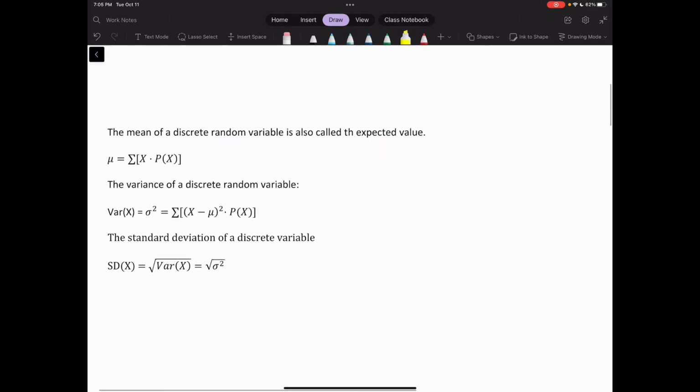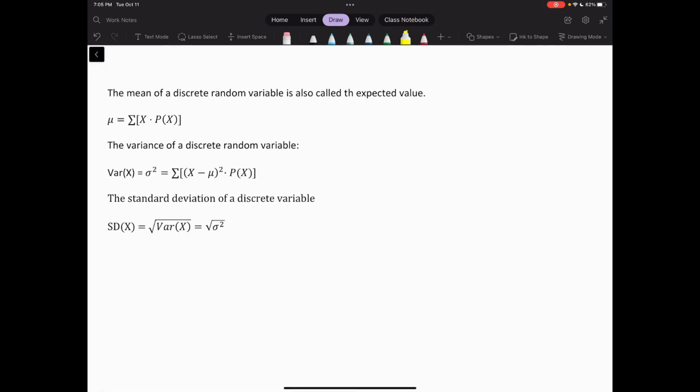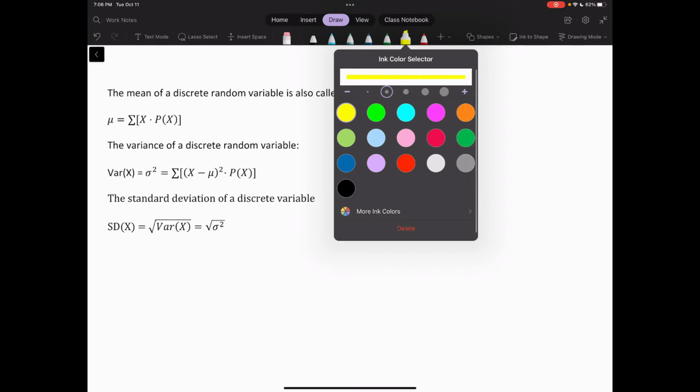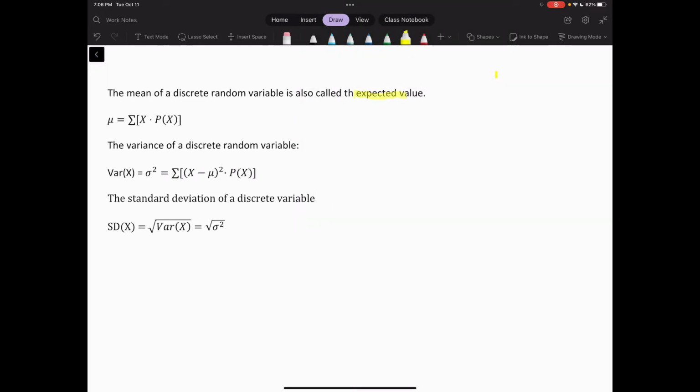Okay, moving along here. We're going to be asked to calculate the mean of a discrete random variable. So they're going to give you a probability model and ask you to calculate the mean. Well, in probability terms, the mean is also called the expected value. The expected value, as the name implies, tells you the number that you expect to get from this experiment. And it's the mean, okay? So the mean and the expected value are the same thing. Those terms are interchangeable. They're synonymous.